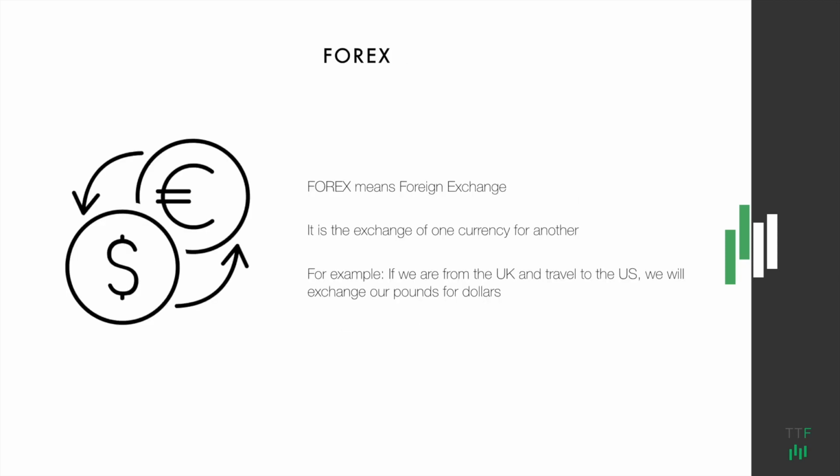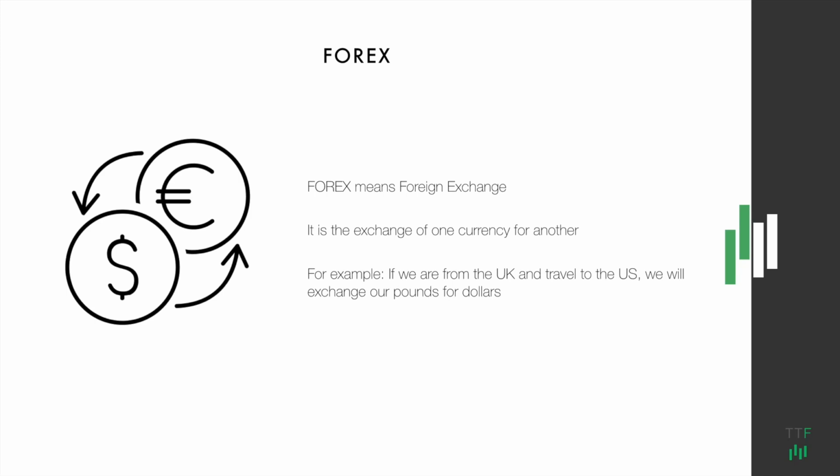The next one is Forex. Okay, so Forex is short for foreign exchange. It is the exchange of one currency for another currency. The example we used earlier in this course is basically if you were looking at going on holiday from the UK and you're heading to the US, what you'll be doing is transferring your pounds to dollars. Okay, so you have dollars to spend when you get to the US. It's exactly the same. It's just in terms of multiple different currencies.